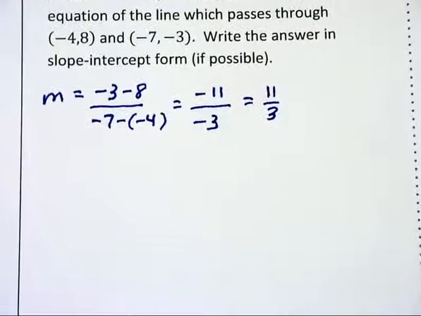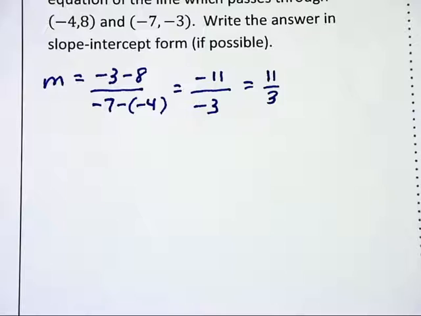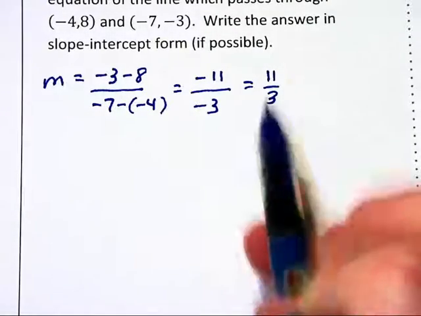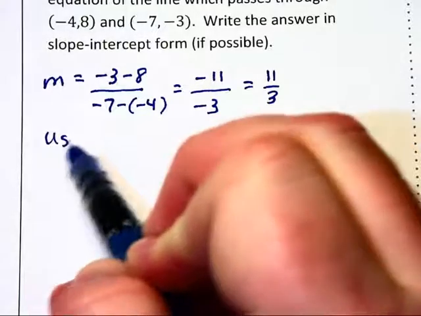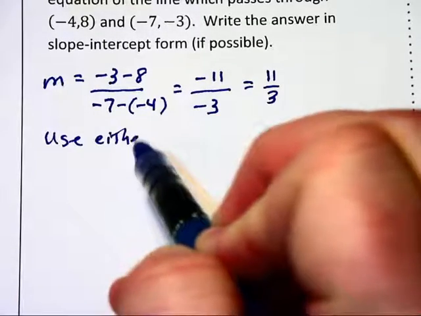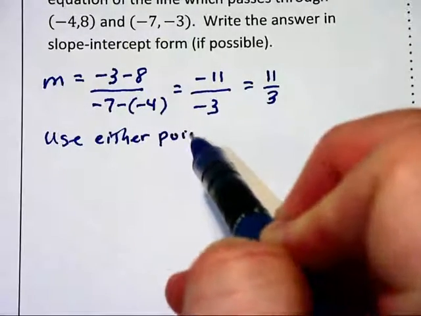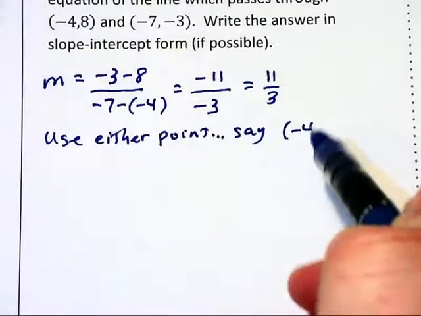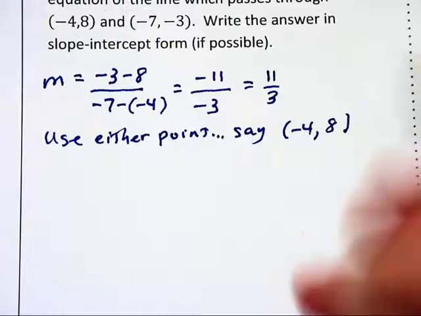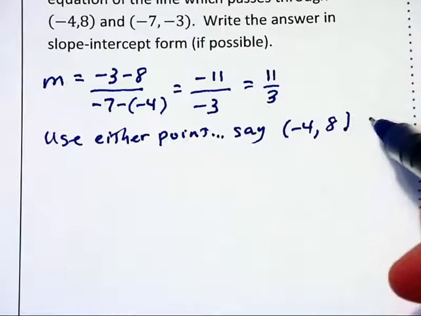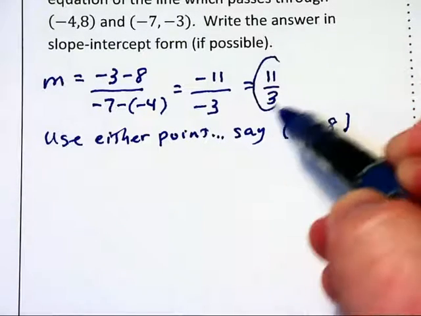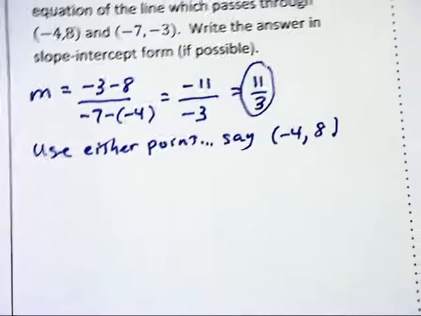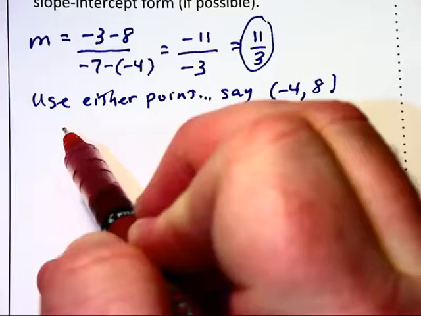Okay, let's backtrack and look at what we have. We want a point and a slope. We have 2 points and a slope. We have more information than we need. So we're going to use either point. We basically get to just choose one. And so I'm going to say, let's choose the point negative 4, 8. That'll be the point we use along with a slope of 11/3. Let's write our point-slope formula again.